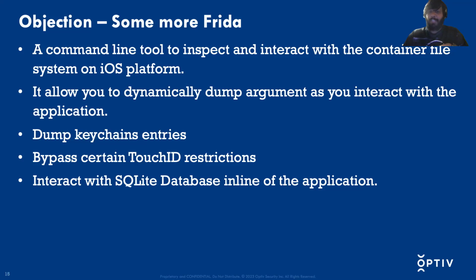It allows you to dynamically dump arguments as you interact with the application. So let's say you have an application which allows you to log in, change password, and identify the user type. You want to understand what happened when you log in: what number of classes get executed, methods and functions, what data are being exchanged between each method and class when you open the application and log in. Objection is the perfect tool for that.